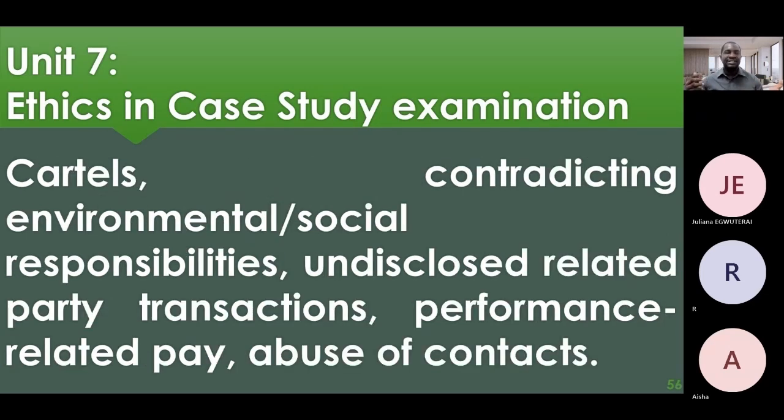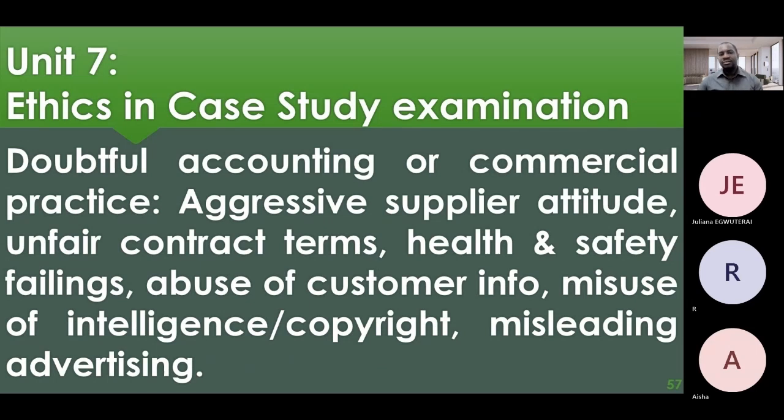Then cartels, contradicting environmental issues, flouting environmental laws, social responsibilities, undisclosed related party transactions. These are all ethical issues. Performance-related pay, abuse of contracts, doubtful accounting practices. There is a plethora of them, so many that come in the case study, and you can identify them. Aggressive supplier attitude, not paying suppliers, is also an ethical issue. If you don't pay them on time, 30 days, 60 days, it is an ethical issue.